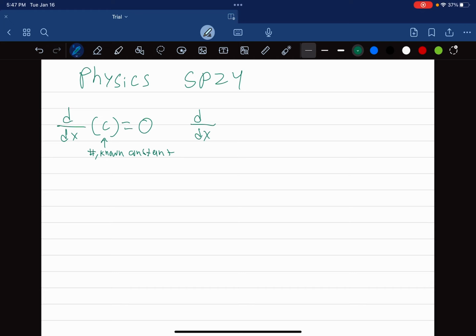Then another important one is the power rule. I'm gonna write it in this form, x to the power of n. That's gonna equal n x to the n minus 1. The way I like to think about this one is you grab the n, you bring it down, and then you subtract it by 1 to get that.